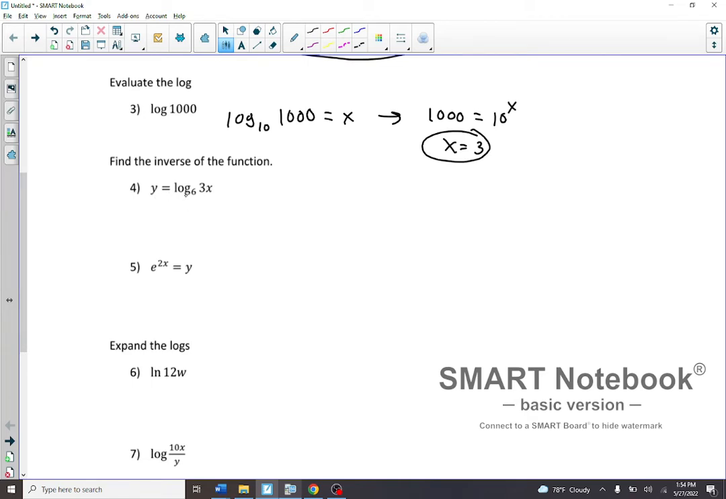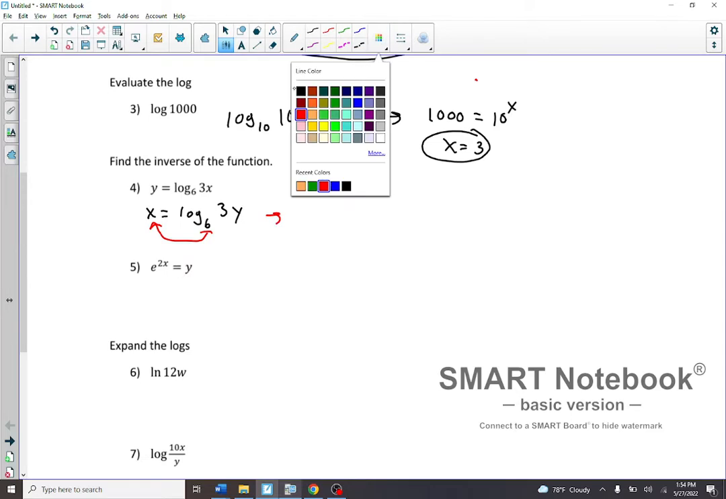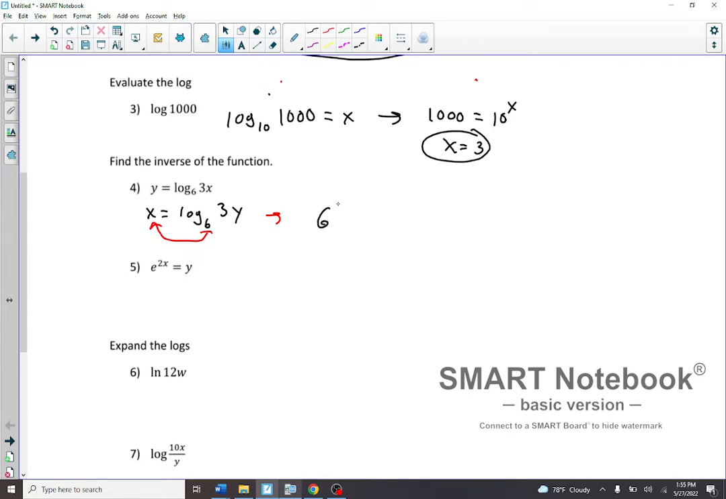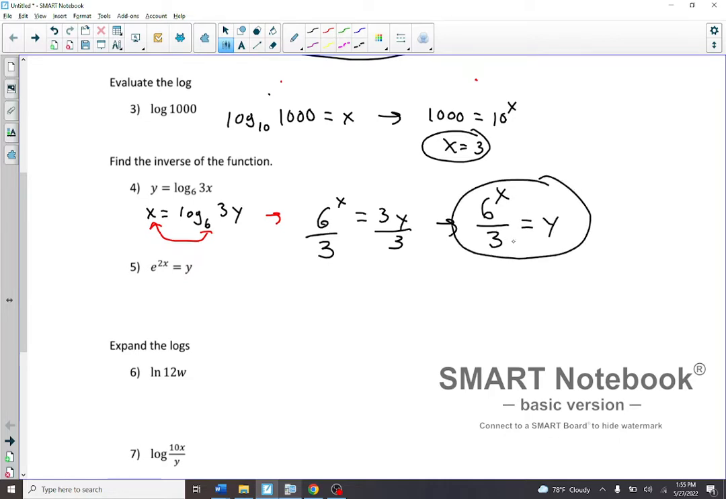Number 4, y equals log base 6 of 3x. We're going to find the inverse. So the first thing I do is swap the positions. x equals log base 6 of 3y. Then I'm going to move the log base 6 to the other side. So it's going to become 6 to the x power equals 3y, divided by 3 on both sides. The 6 cannot be divided by the 3 because this is 6 to the x power. So it's not the same as a normal number. So we have to leave it like this.